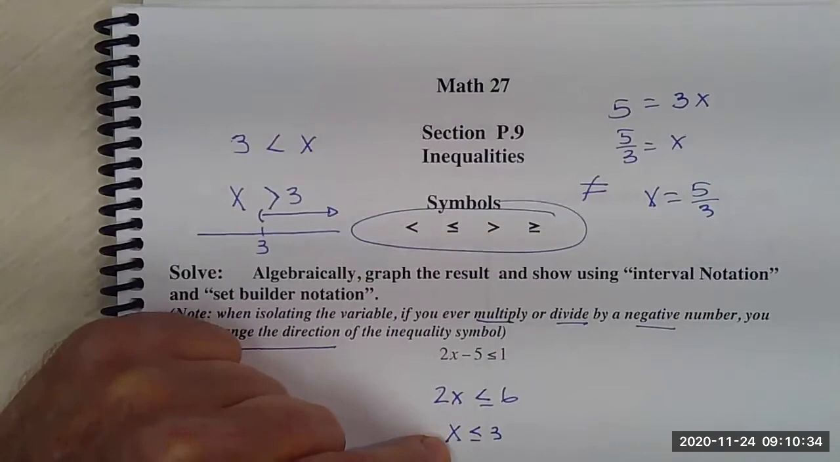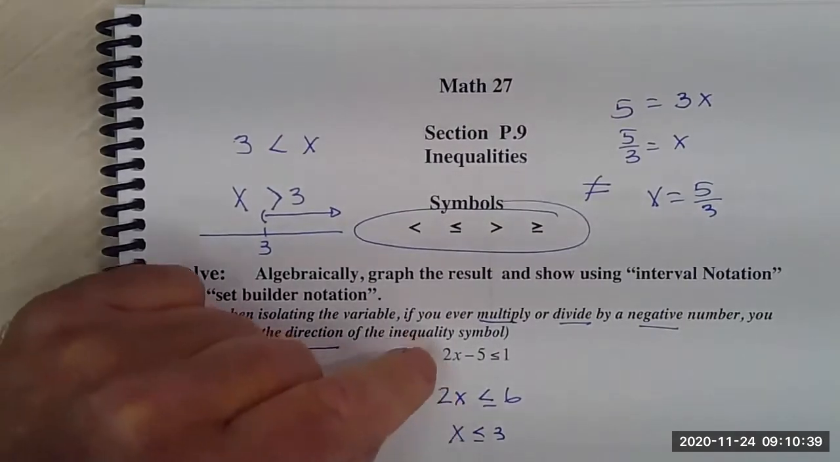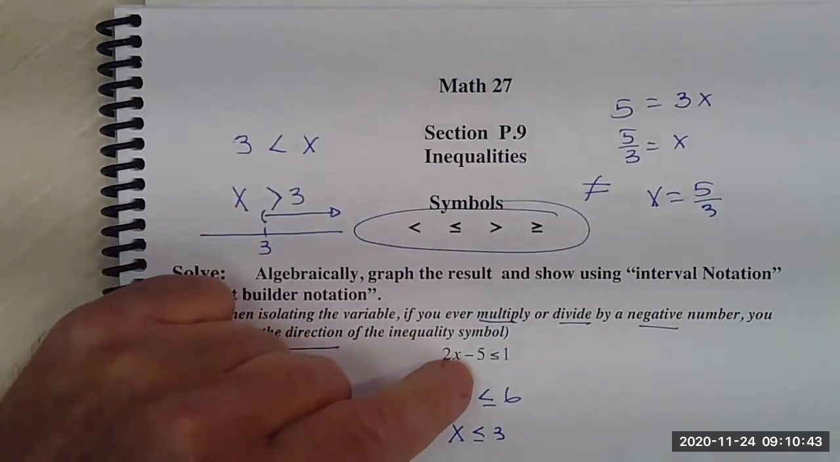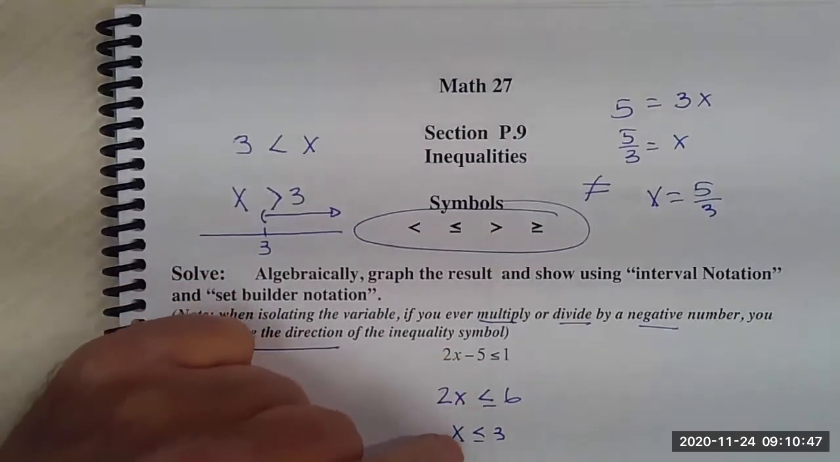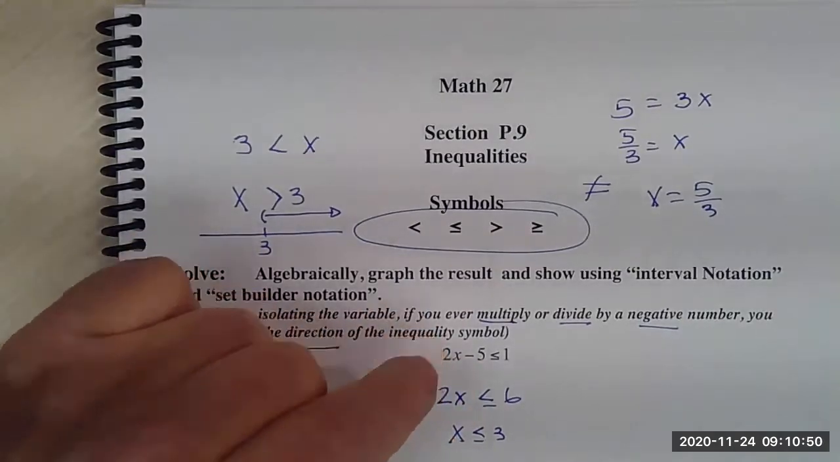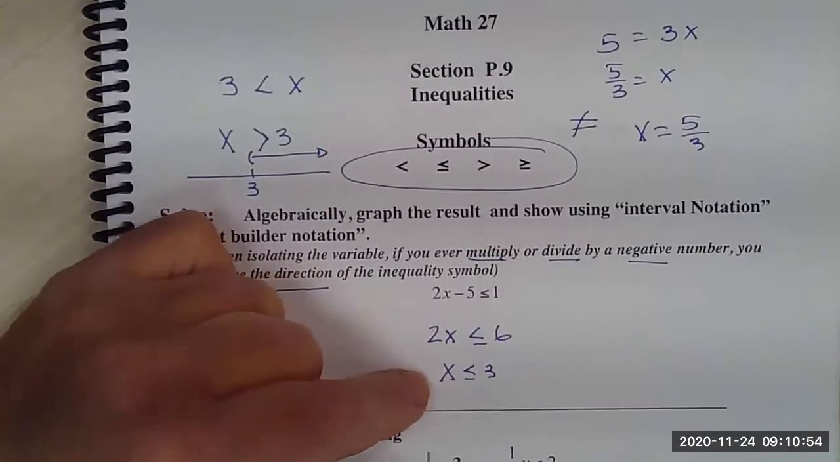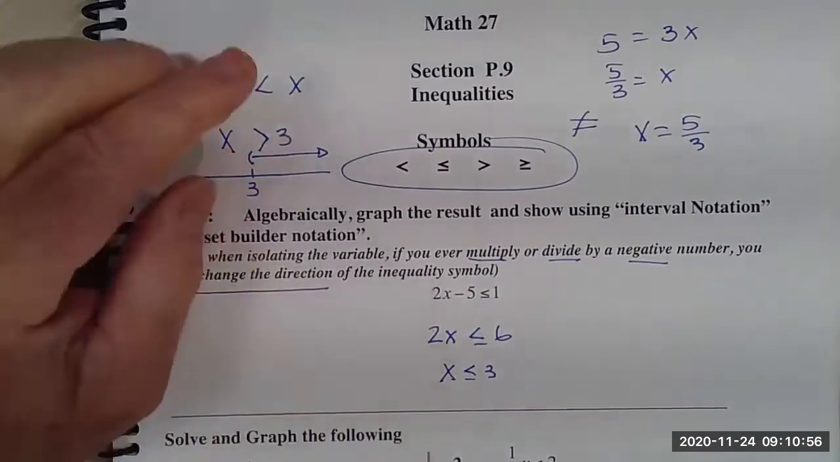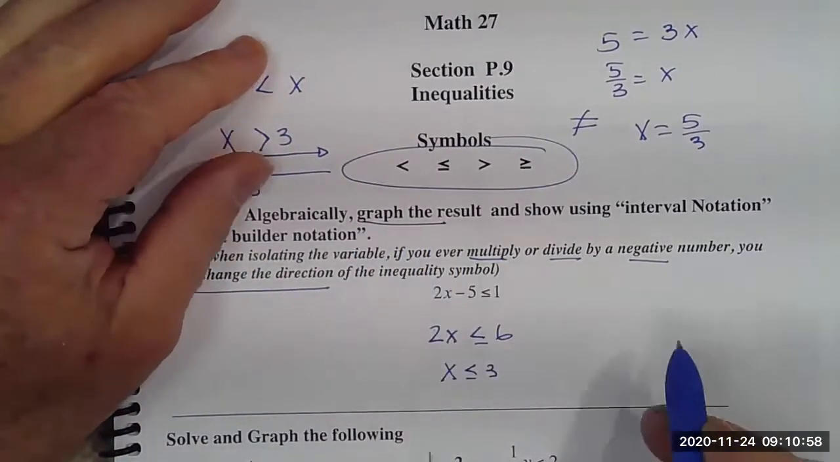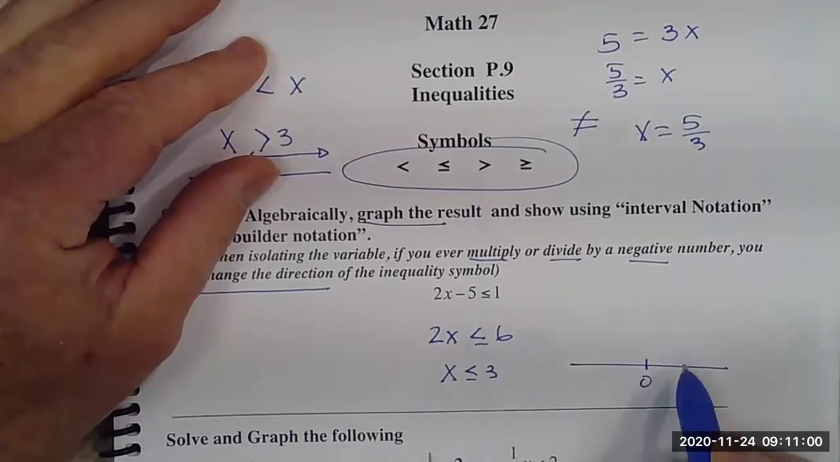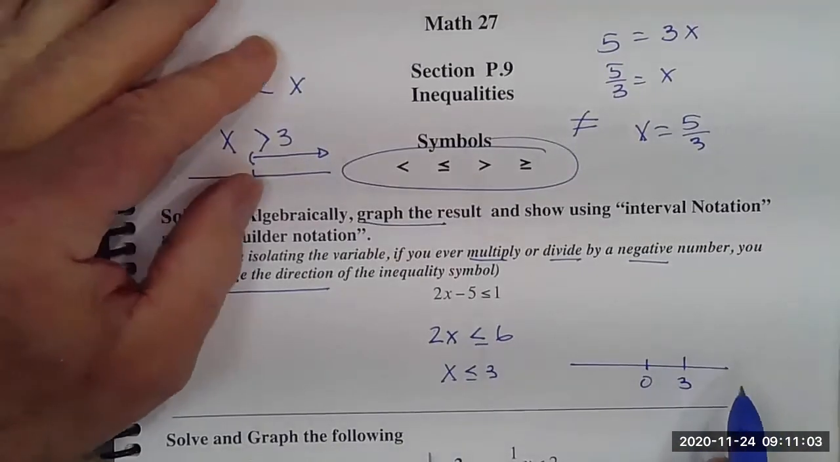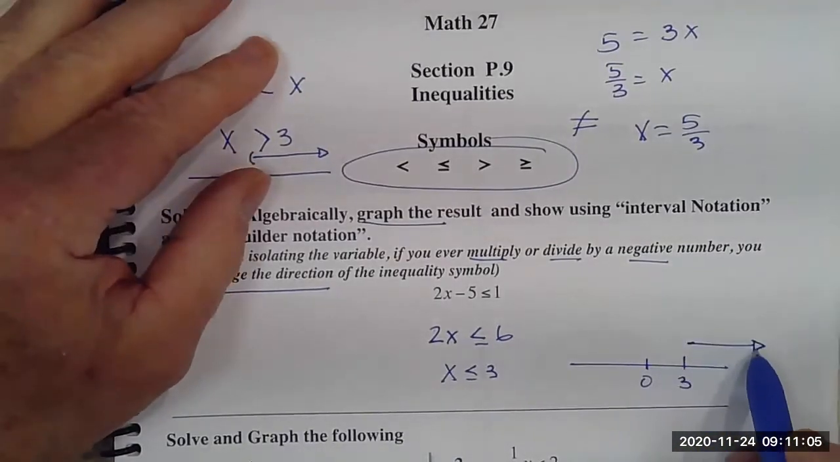For instance, how about 0? Zero's true here. So if you go up to the original, check it. 2 times 0, so -5 is less than or equal to 1. That means 0 would work down here, 0 worked up there. So how do you either display or explain your answers graphically? That's what this says here: use a graph result. Then you go over here, here's 0, here's 3. Answers are all this direction.